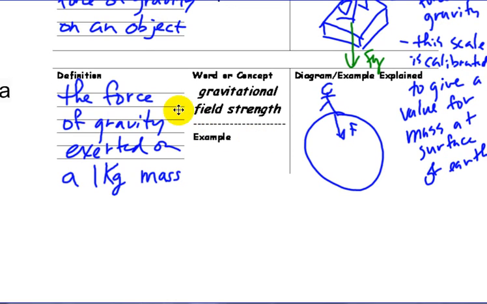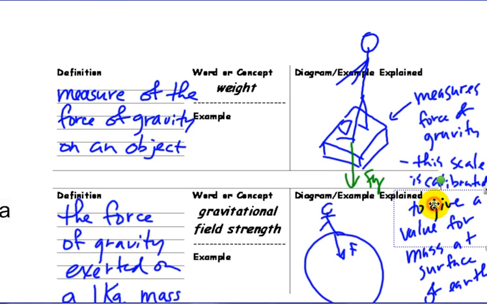Gravitational field strength is simply the force of gravity exerted on a 1 kilogram mass. So the gravitational force here and gravitational field strength, they are the same thing.